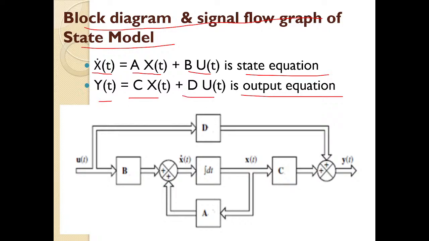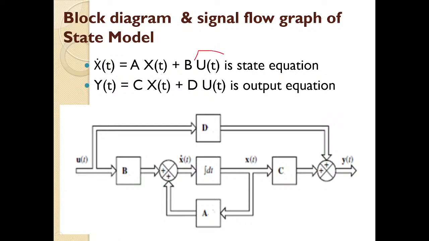So how to represent this in a block diagram? Let us start with the input. What is our input? U of t is our input, isn't it? The input is multiplied with the transfer function. We know that the input is always multiplied with the gain. Instead of using the term transfer function, it is better to use the word gain. So B is the gain, so u of t into B.